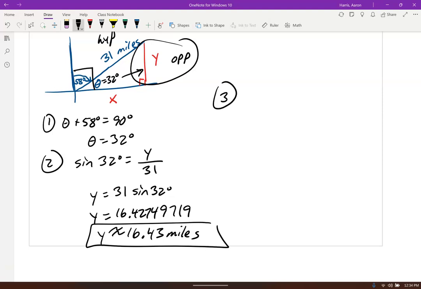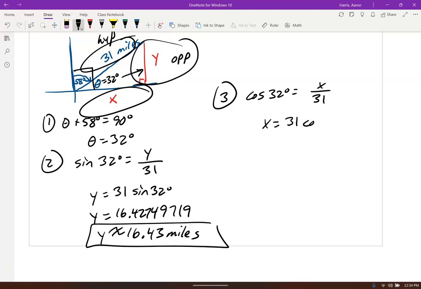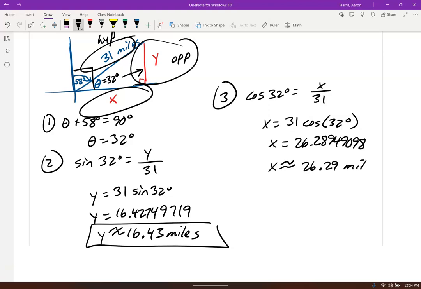Now, number three, let's solve for x. That's the adjacent side over the hypotenuse, so I'm going to use cosine. I'm going to multiply both sides by 31. Punch that in. Again, this is how far east it is.